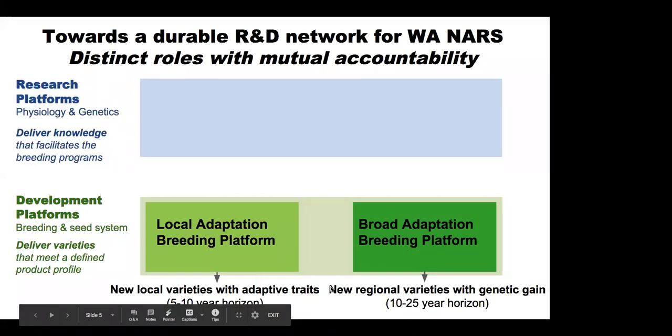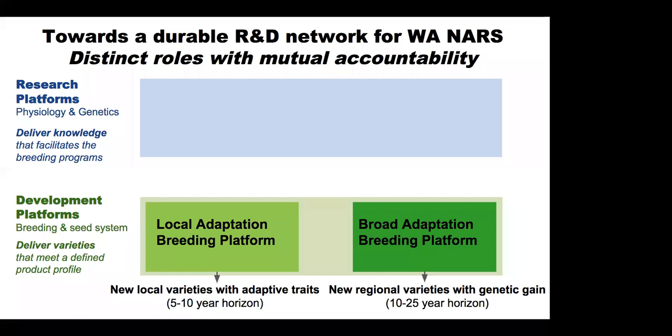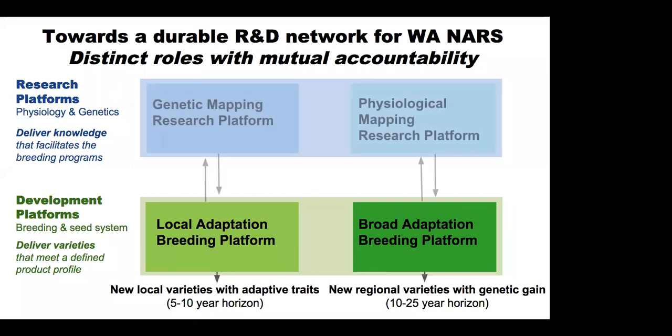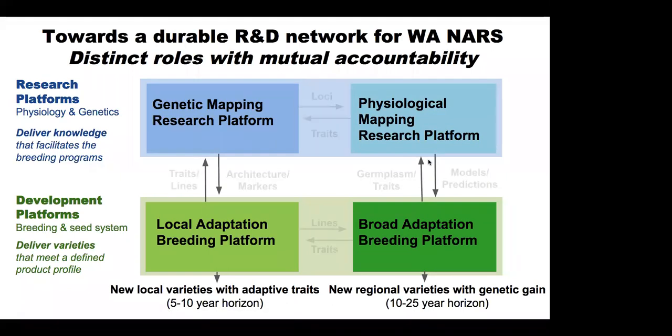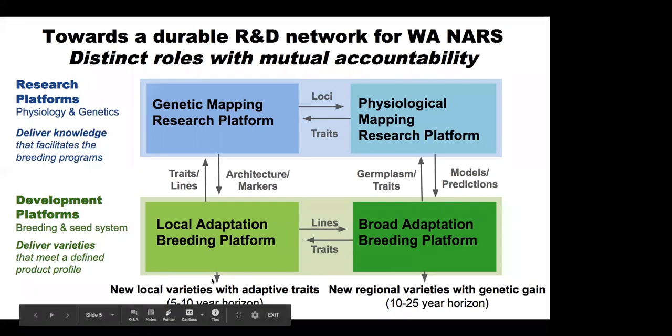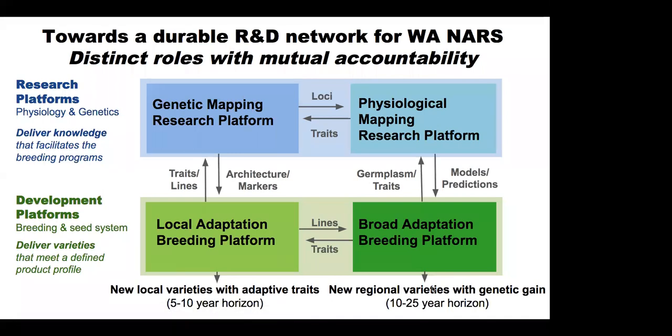Then on the research platform side, this is where the physiology and the genetics work is really focused on delivering knowledge to the breeding programs that directly facilitates their work, with the genetic mapping research platform and the physiological mapping research platform. And really what this network is about is the day-to-day responsibility and accountability of delivering across these partnerships, so that in the end, the breeding programs are able to deliver to their stakeholders downstream.